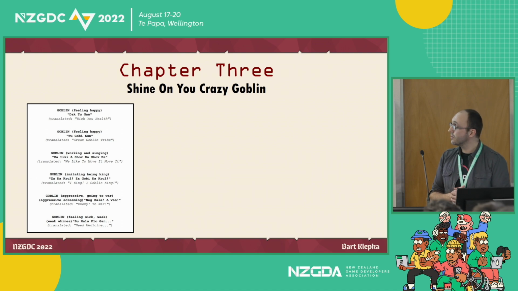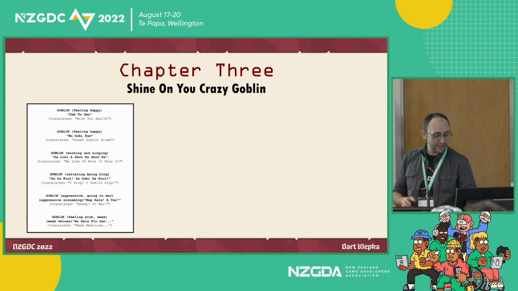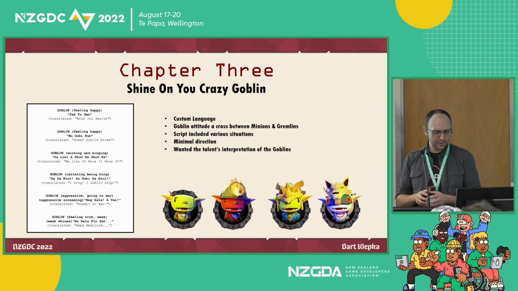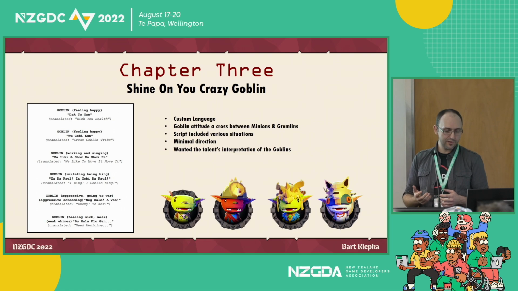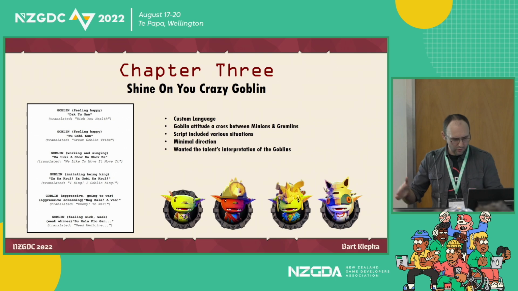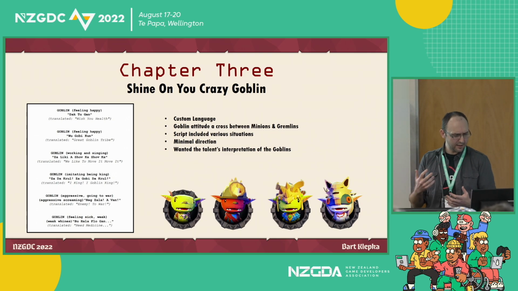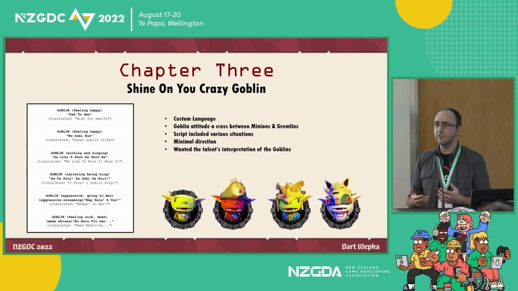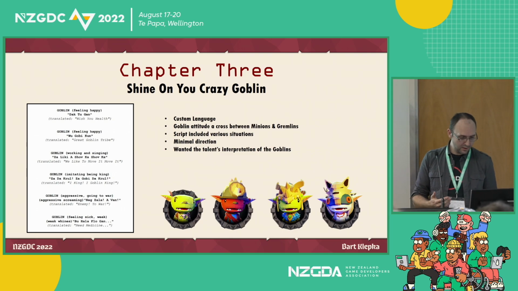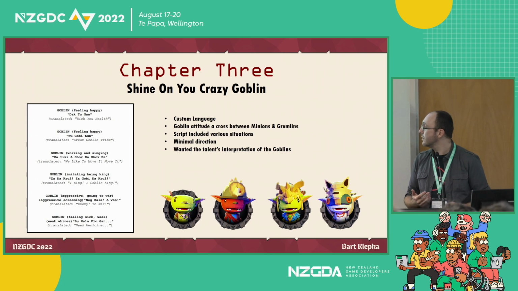So I created a little audition script and held auditions for both female and male goblins, about 50 each. I emphasized that this was a custom language, but made sure that the script had English translations to give each line context, obviously. The goblin's attitude should sit somewhere between minions and gremlins, like you saw before, more in the middle. The script had a good variety of lines to see the talent's dynamic range in terms of sound level and emotional level. And I also gave minimal direction on purpose, as I was after each talent's interpretation of the goblins.